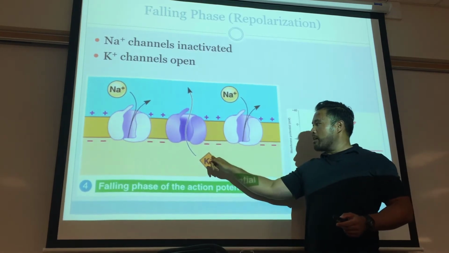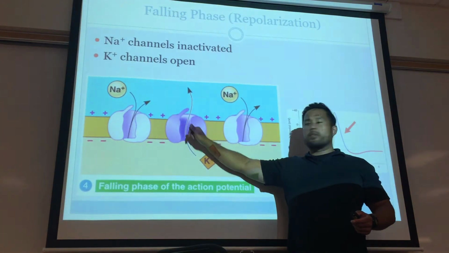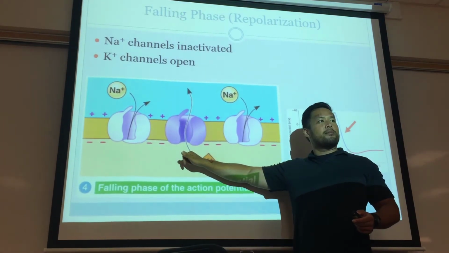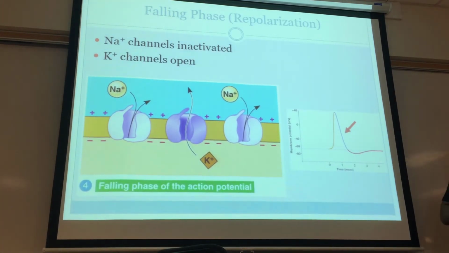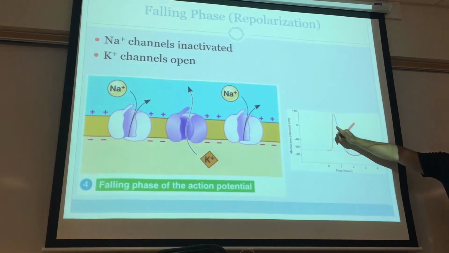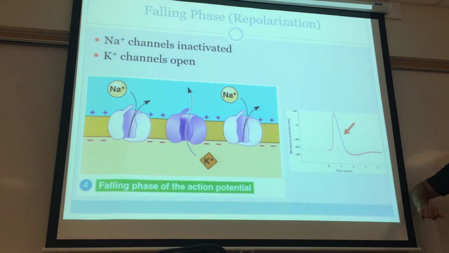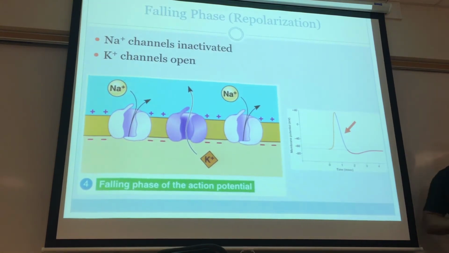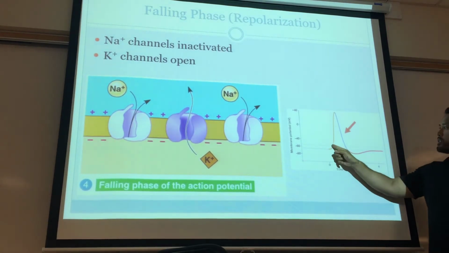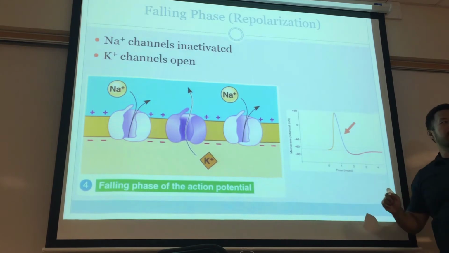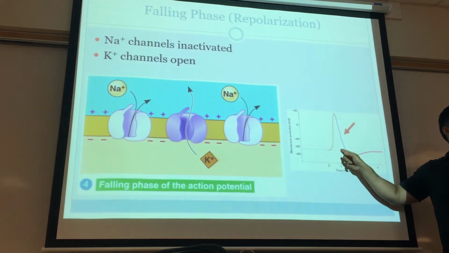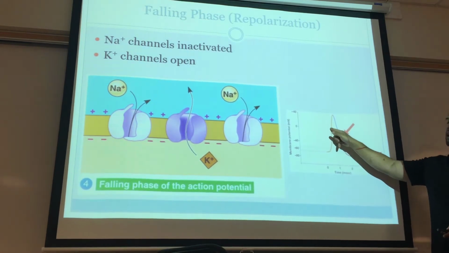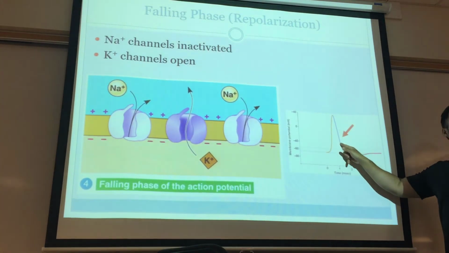Now that I've got a positive ion moving out of the cell, what is that going to do for the inside? It's going to make it more positive or more negative? Negative. More negative. So we're going to start to see the decrease, and this becomes the falling phase. So we start to come back down, and eventually we're going to make our way back to -70. Don't confuse the rising phase and the falling phase: we're not reversing what we did. All we had initially was sodium moving in. The falling phase was potassium moving out.